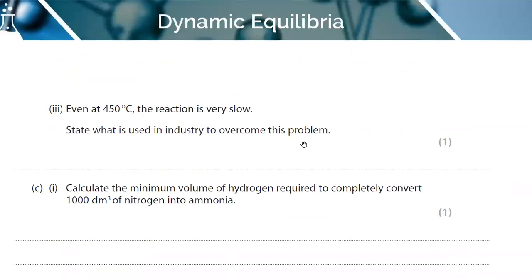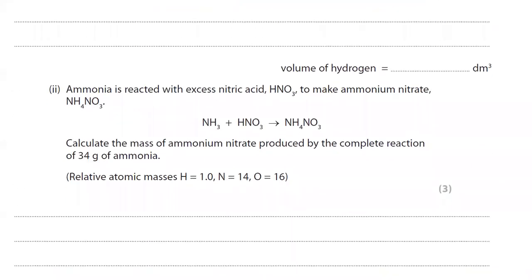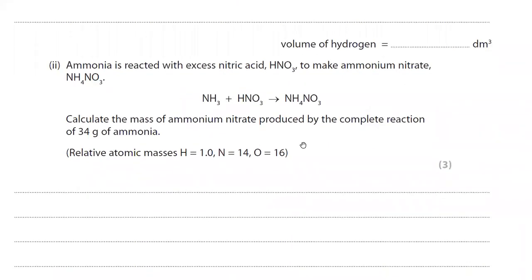So you need 3000. Now they're saying ammonia is reacted with excess nitric acid to make ammonium nitrate. So this is basically an acid-base reaction. Nitric acid is the acid and ammonia is the base, and it's giving you your salt. Calculate the mass of ammonium nitrate produced by the complete reaction of 34 grams of ammonia.